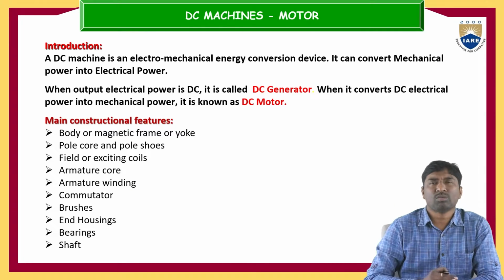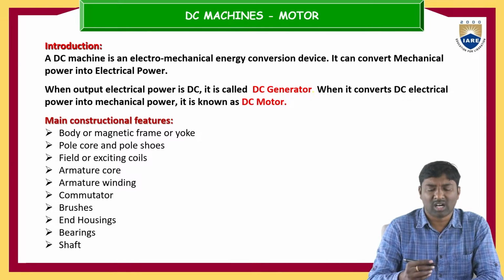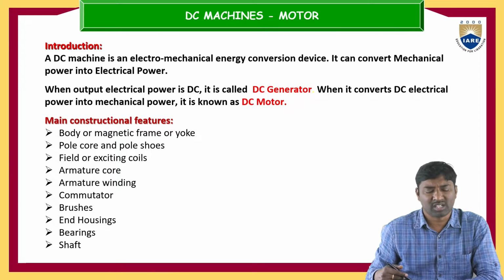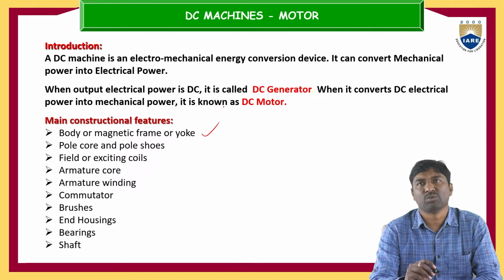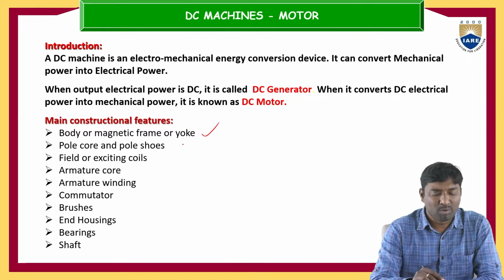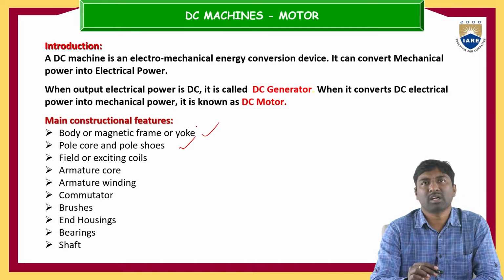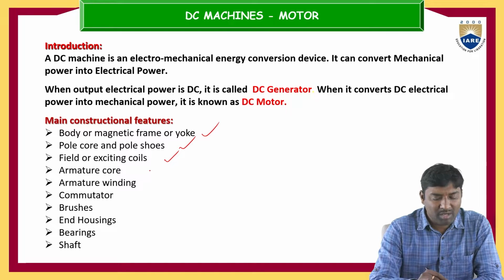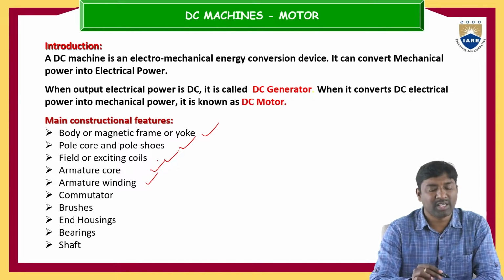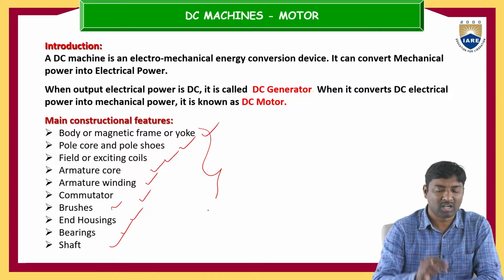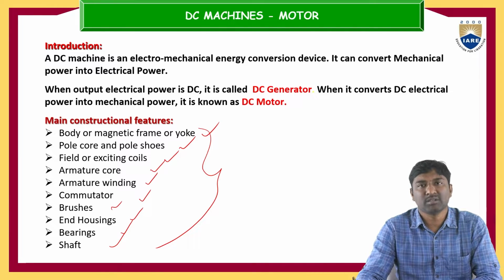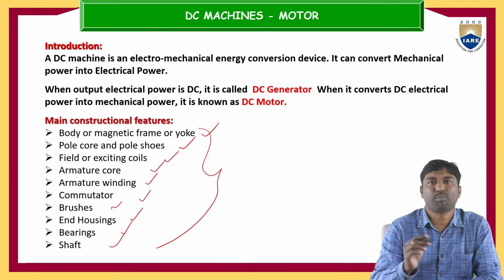Coming to construction, the main construction features in the DC machine are, first, the body or magnetic frame or yoke. This is one part. Pole core and pole shoes, this is another part. Field or exciting coils, this is another thing. And the armature core, the armature winding, the commutator and brushes, end housings, bearings and shaft. These are all the main parts of the DC machine. We'll discuss each part.